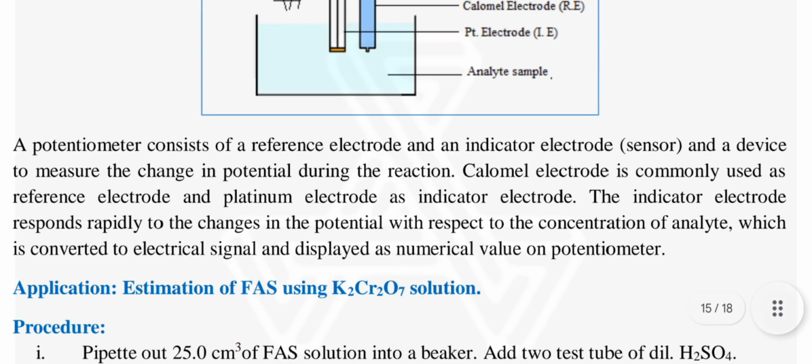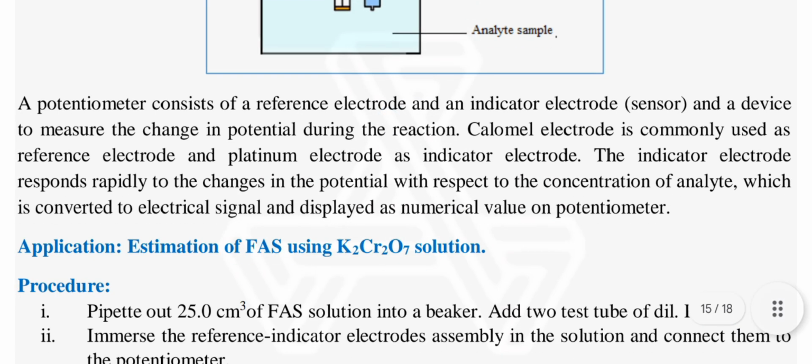Next, a potentiometer consists of a reference electrode, an indicator electrode sensor, and a device to measure the change in potential during the reaction. Calomel electrode is commonly used as the reference electrode and platinum electrode as the indicator electrode. The indicator electrode responds rapidly to the changes in potential with respect to the concentration of the solution, which is converted to an electrical signal and displayed as a numerical value on the potentiometer.